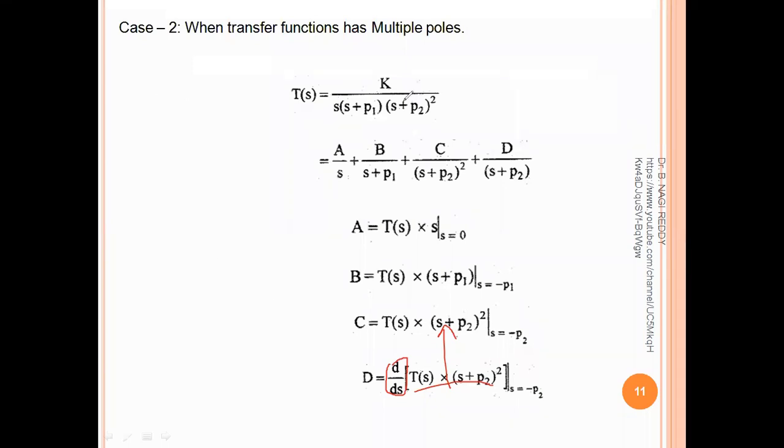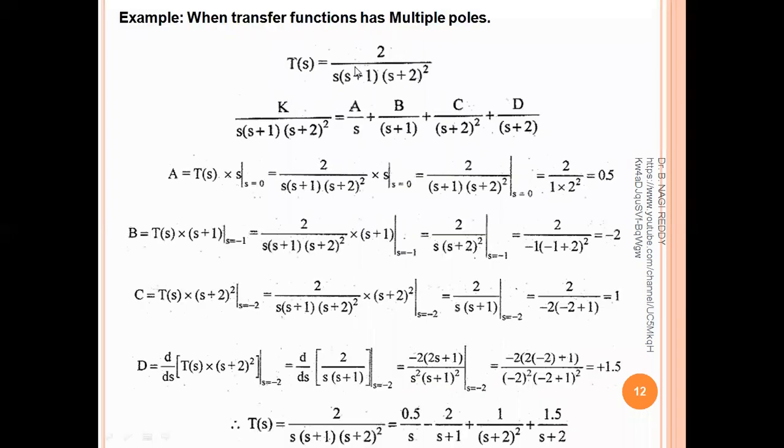Let us check this case with an example. Here I have considered an example where the transfer function is given as 2 by s into s plus 1 into s plus 2 whole square. Now you can see we have s plus 2 whole square, so we will get minus 2 and minus 2 as poles. That means the poles are repeated. When the poles are repeated, we must call them multiple poles.